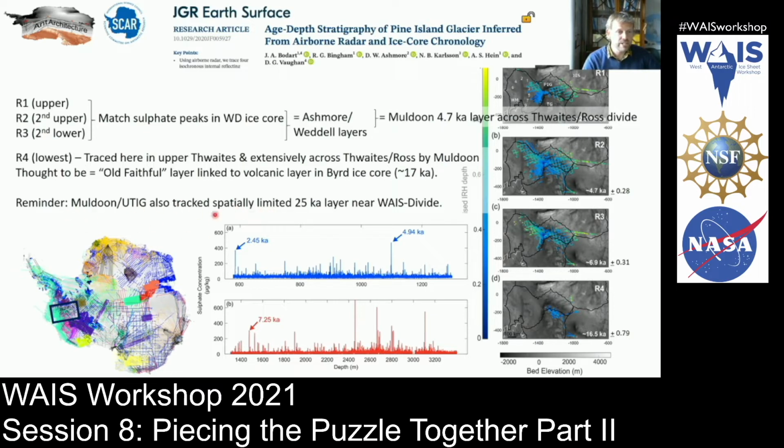And just a reminder that Gail Muldoon tracks that much older 25,000 year layer, the oldest one to my knowledge, across the WAIS Divide.